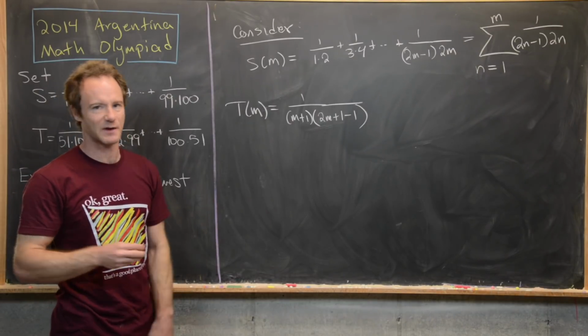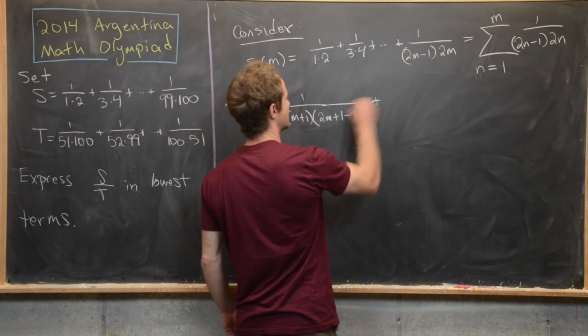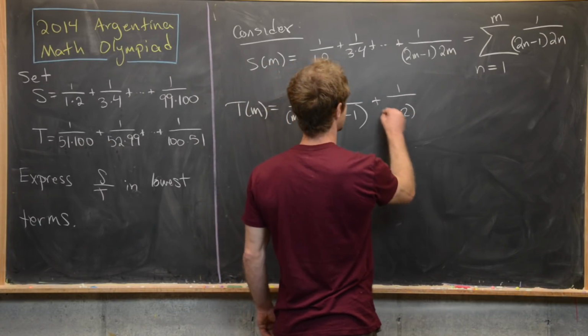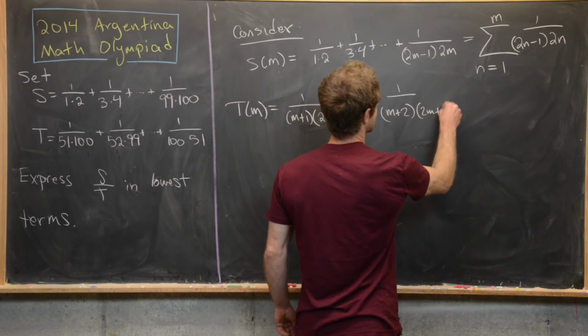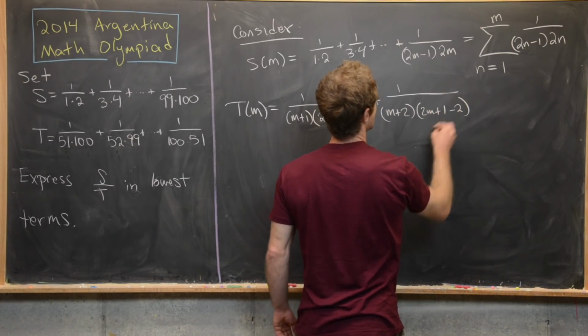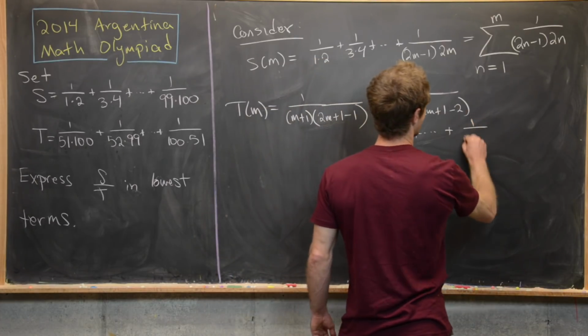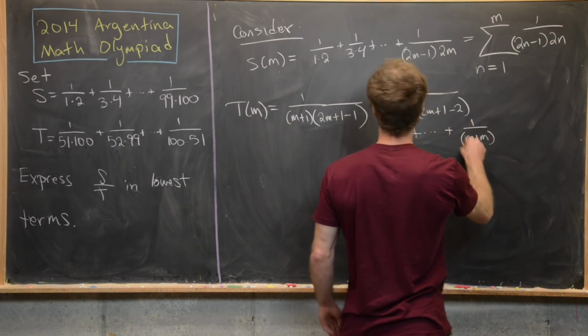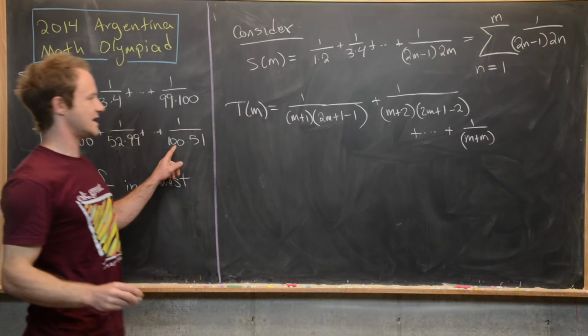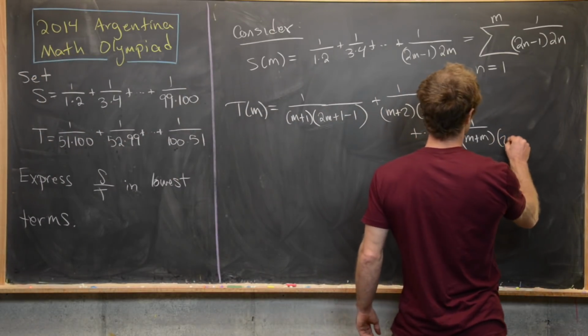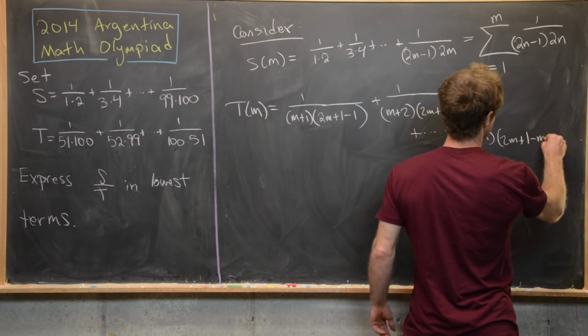But I'll let you guys think about why exactly we need to do that. So the next one will be 1 over m plus 2, and then 2m plus 1 minus 2. And then, like I said, we're going to go all the way up to 1 over m plus m. So that would be like this term right here. Notice that's just 2m, and then times 2m plus 1 minus m.